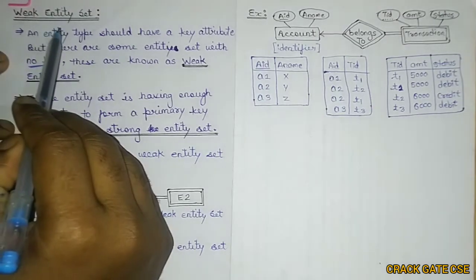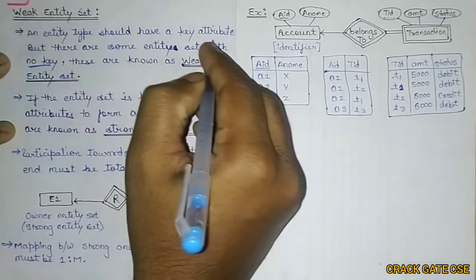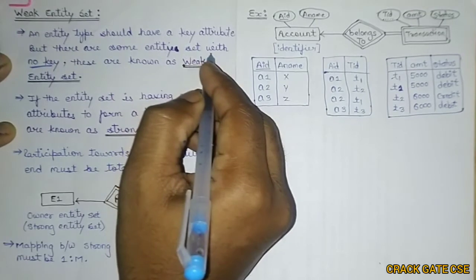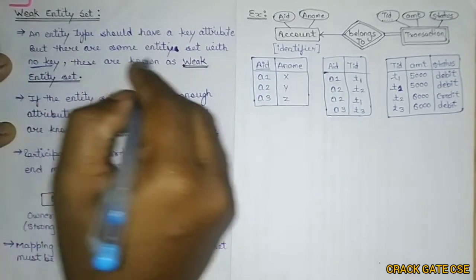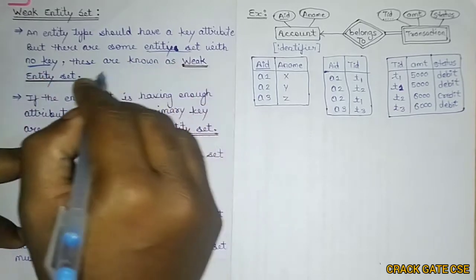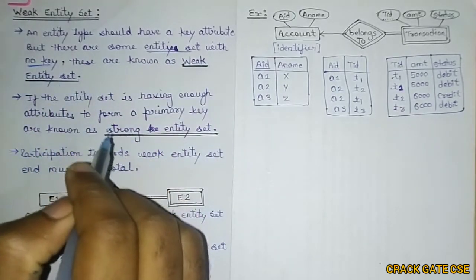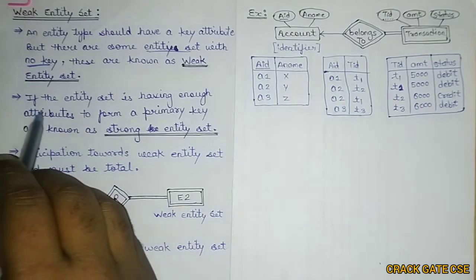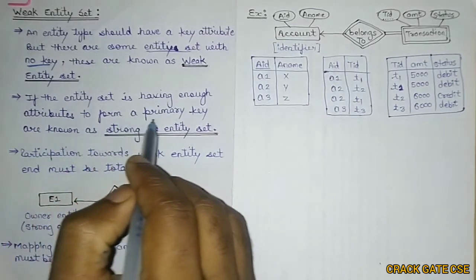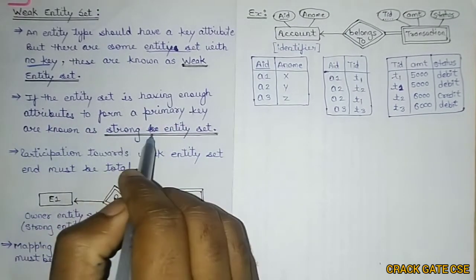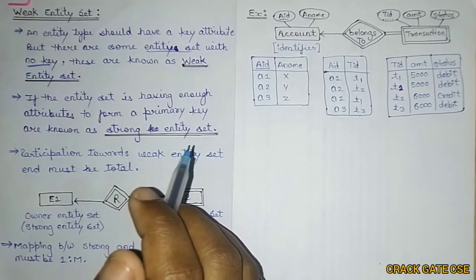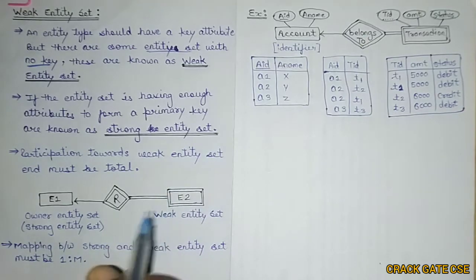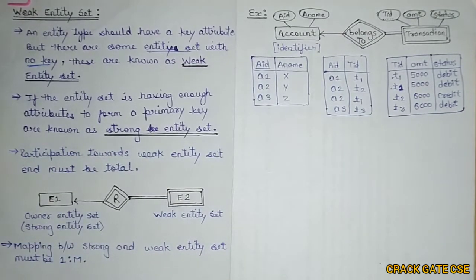Now let's start with this weak entity set. An entity type should have a key attribute. So we know that if there is an entity, that should have a key attribute, but there are some entity sets with no keys, and these are known as weak entity sets. That means if an entity set is not having any key, it will be considered a weak entity set. If the entity set is having enough attributes to form a primary key, that will be known as a strong entity set. That means if there is any entity which is having a sufficient number of attributes and any one attribute can be used as a primary key, then it will be a strong entity set.